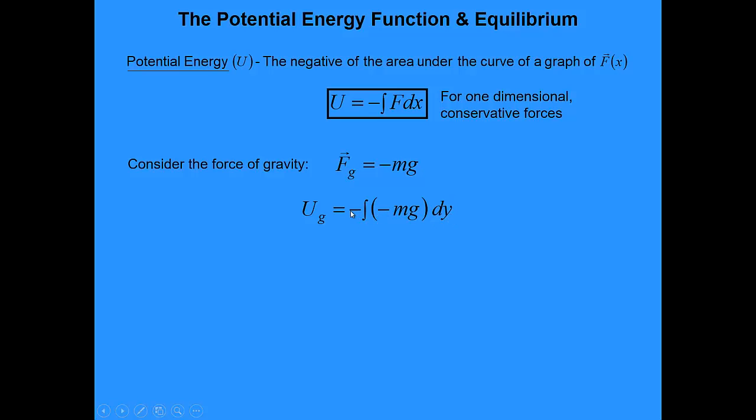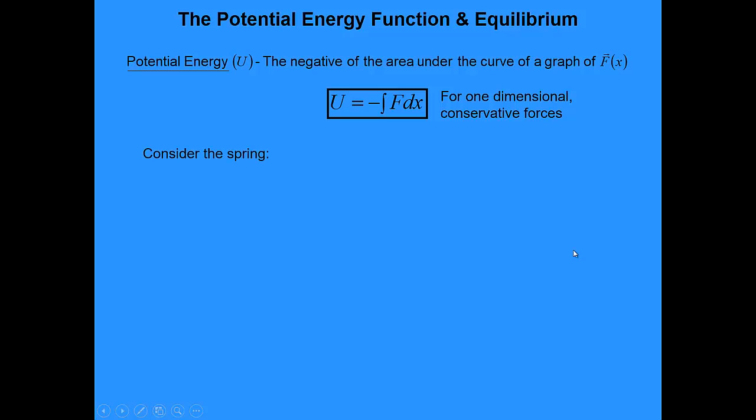Well, the negatives cancel. That's why we chose to make it the negative of the area, so that we'd get a positive amount of energy stored. M and g, the mass and the gravitational field strength, so long as we are near the surface of the Earth, are just constants. So this is just the integral of a constant with respect to y, which is just mgy. So here's the calculus derivation of the gravitational potential energy equation, based on the force of gravity as a function of height.